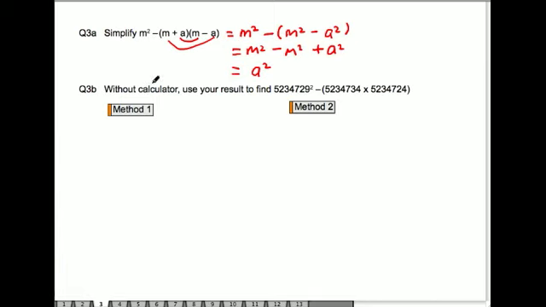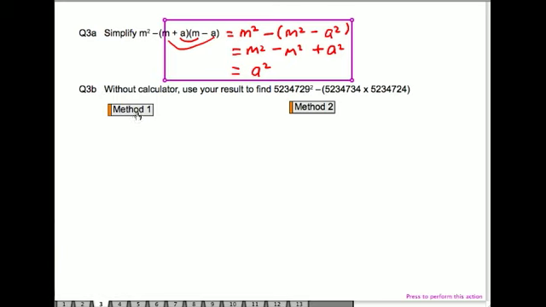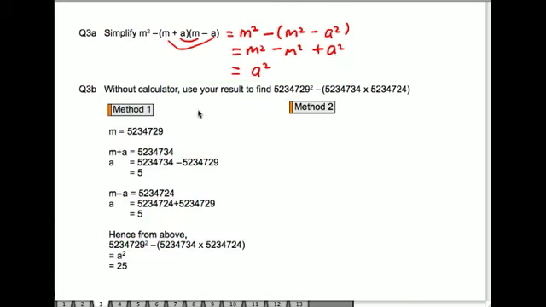Next, we have to make use of the first part to evaluate the numerical expression. We cannot use the calculator. So what we do is we could replace the numbers in place of m, letting m be 5,234,729.